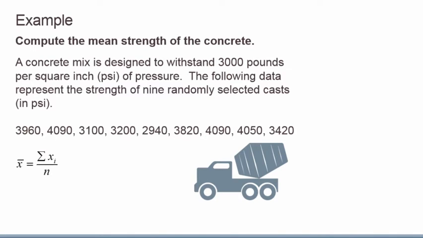3,420. To find the sample mean, we need to total up our data and divide it by the number of data points. We were already told that we have 9 data points. Now we just need to add our 9 pieces of data. Our total for the data is 32,670, and we want to divide that by 9. That gives us a mean of 3,630. So the mean strength of the concrete is 3,630 psi of pressure.